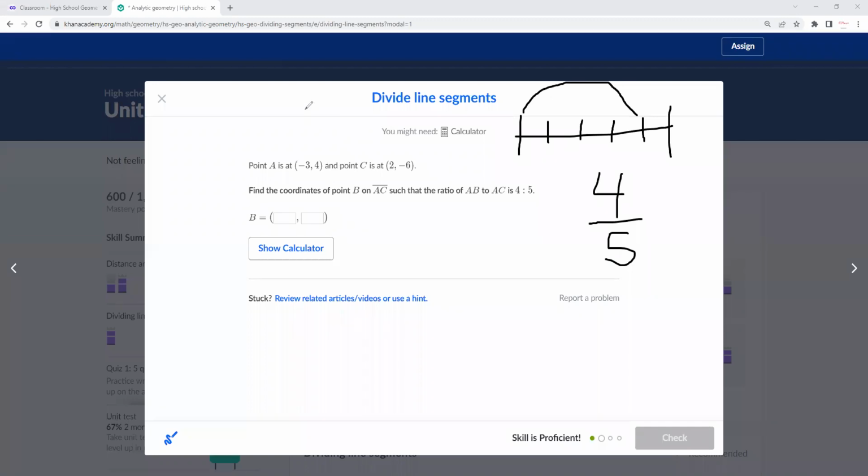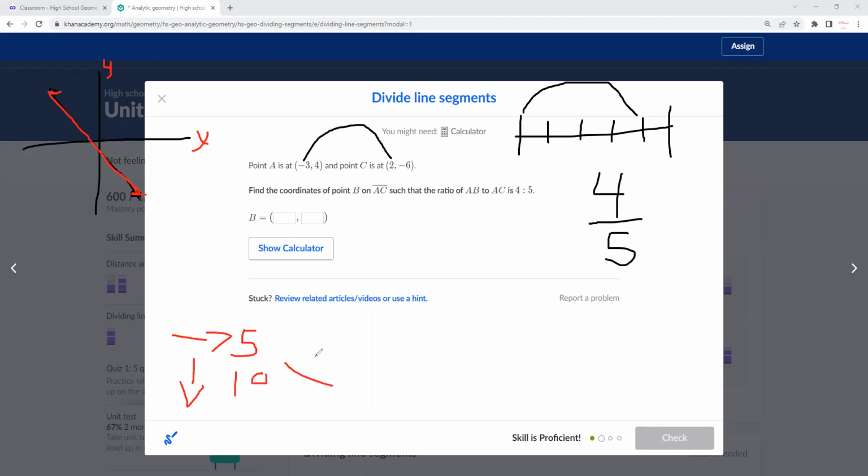Okay, so here we don't have the graph, but we can still figure it out. We don't need the graph. You could even sketch it on the graph if you want. (-3, 4) would be up here, (2, -6) would be like here, right? It would look something like that. Okay, so -3 to 2 is 5 units to the right. So you know that from A to C, it goes 5 units to the right, and it goes from 4 to -6, which is 10 units down. We need to multiply both of these by 4/5.